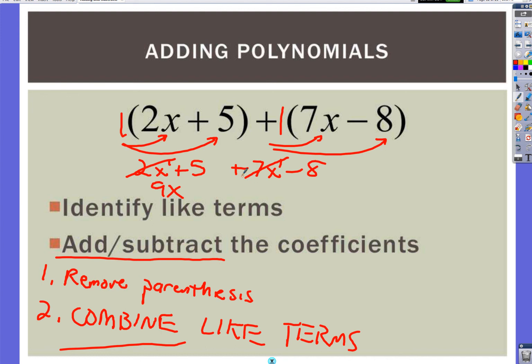Finally, we have those numbers that don't have the variables, also known as constants. Good. Positive 5 minus 8 is negative 3. So all the children rejoice because they combine like terms and they realize that this polynomial was the same thing as saying 9x minus 3. Any questions there?